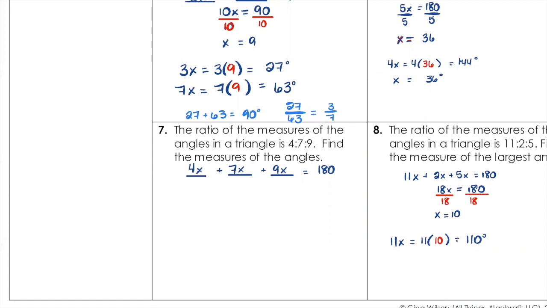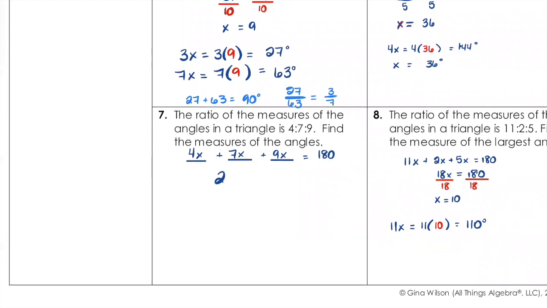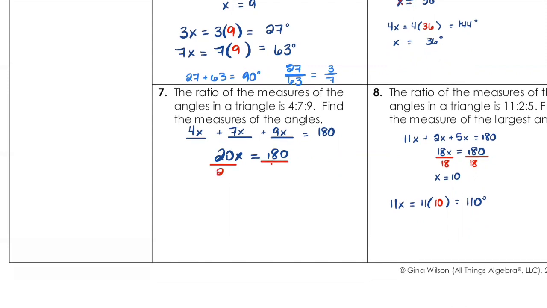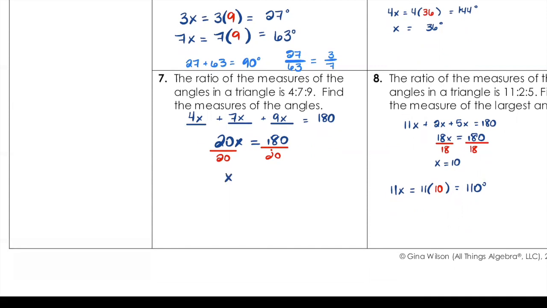So we're going to add our like terms. 4 plus 7 plus 9. Is that 20? 4 and 7 is 11. 11 and 9 is 20. 20x equals 180 degrees. Divide both sides by 20. So x is 10? No? 9. Good.